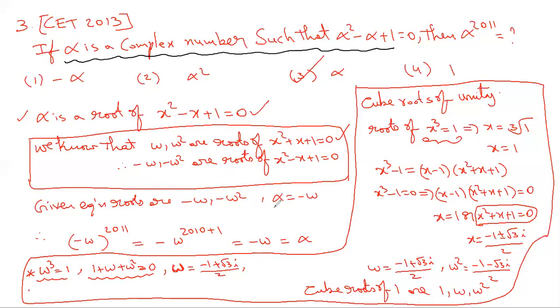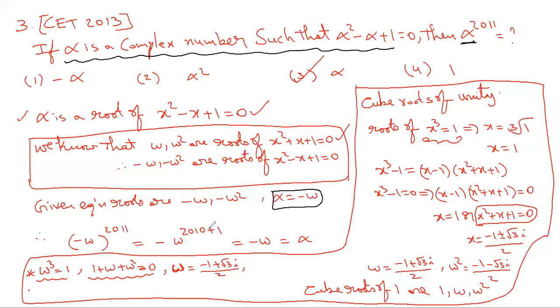Then you should realize that alpha is nothing but minus omega. If you realize that alpha is nothing but minus omega, you will understand that alpha is a root of this equation. The minus omega is the root of this equation. Alpha value is minus omega. Once you identify the fact that alpha value is minus omega, use that, substitute alpha is equal to minus omega in it. Minus omega whole power 2011 equal to minus, because power odd number is minus again.